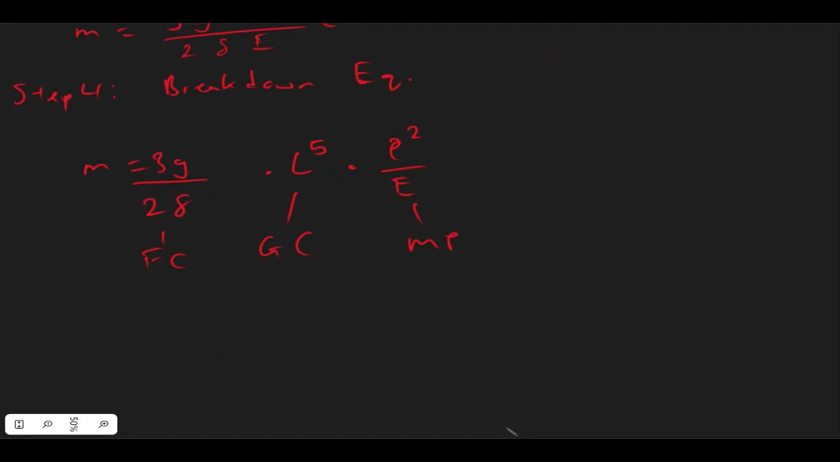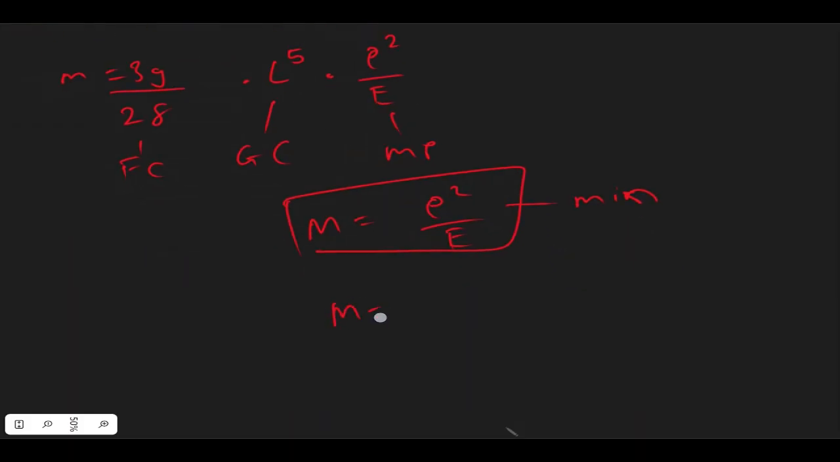So your material index M will now be equal to density squared divided by E, and this is minimization. But you always try to write this in terms of maximization. That's why you write M equals E divided by density raised to power 2, and this is maximization.